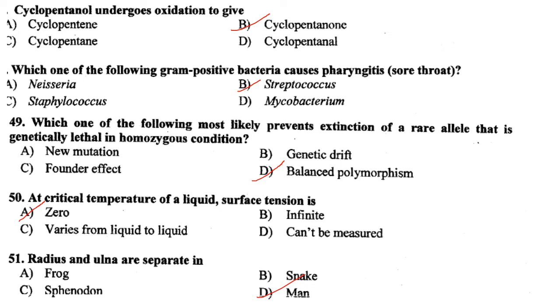At critical temperature of a liquid, surface tension is. So at critical temperature, the surface tension is 0. Answer is option A. Radius and ulna are separate in. So radius and ulna are separate in case of frog. Answer is option A.